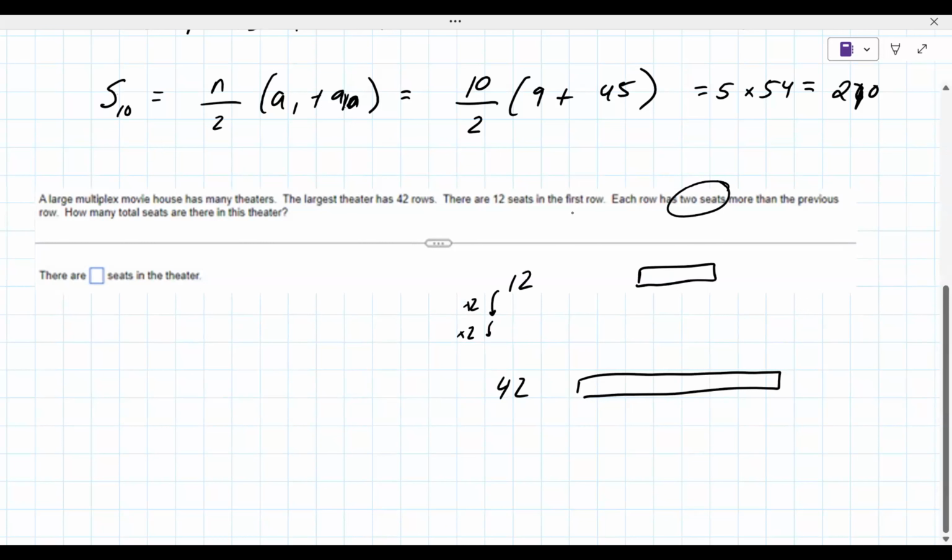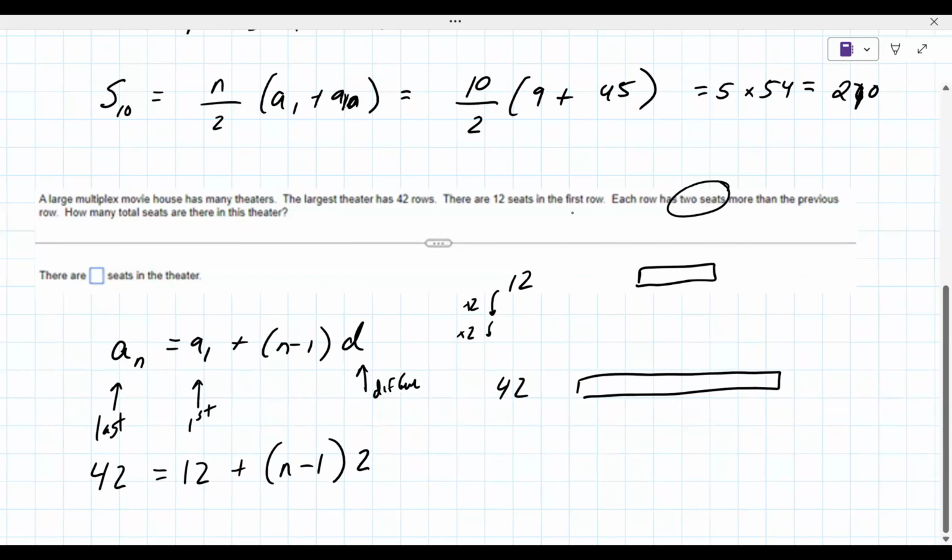All right. So this is where you have to figure out the number of rows. And you really need to write a formula: AN equals A1 plus N minus 1 times D. Do you remember seeing that in class? Yeah. Okay. So the first row is 12. The last row is 42. What we don't know is the number of rows, but we know that the difference between each row is 2.